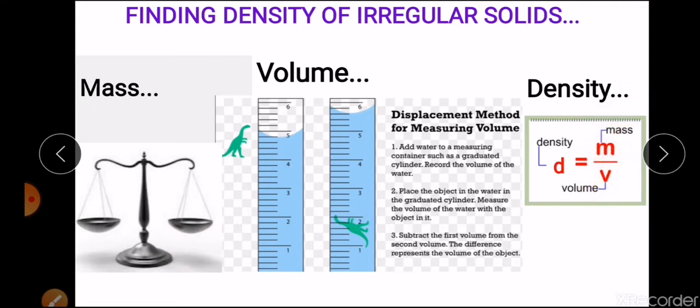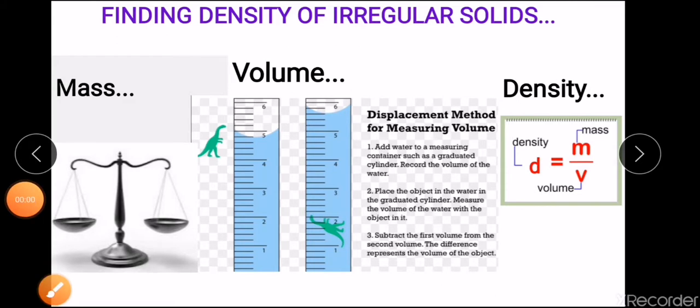If the objects have an irregular shape, in the last class we have already seen how to find out the volume of irregular objects by the displacement method, right? So using this displacement method, you are going to calculate the volume of the objects. And then you have mass and volume. Now very easily you can calculate density with the equation. And those who have any doubt about the displacement method, you can go back to the first video. It is explained in that video very well. You can recollect from that, right?